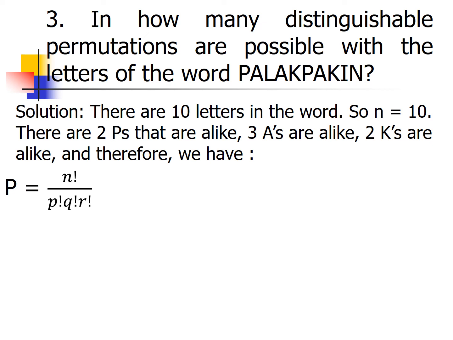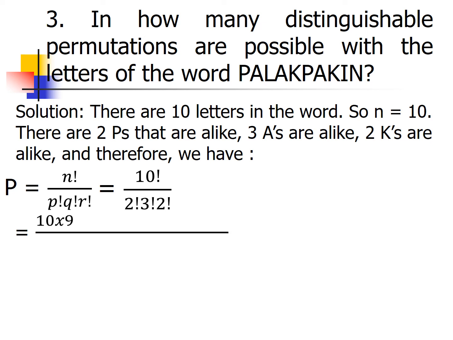Ayan. So, ang P natin ay para sa P. Ang Q natin ay para sa A. And then ang R natin ay para sa K. So, by substitution, we have 10 factorial over 2 factorial, 3 factorial, 2 factorial. So, when expanded, this becomes 10 times 9 times 8 times 7 times 6 times 5 times 4 times 3 times 2 times 1 over 2 times 1 times 3 times 2 times 1 times 2 times 1.